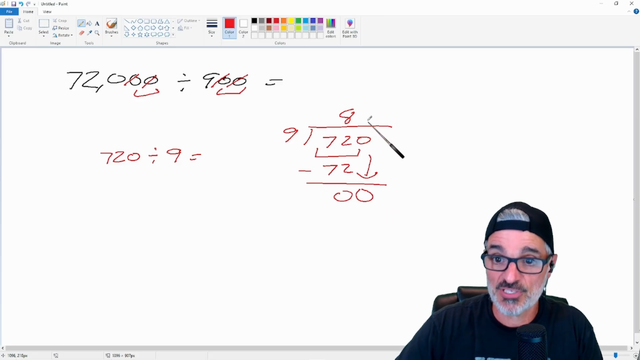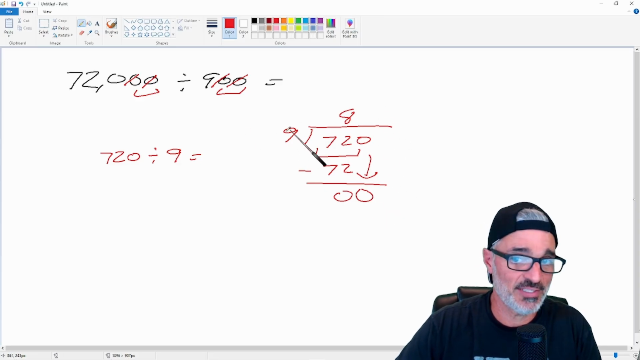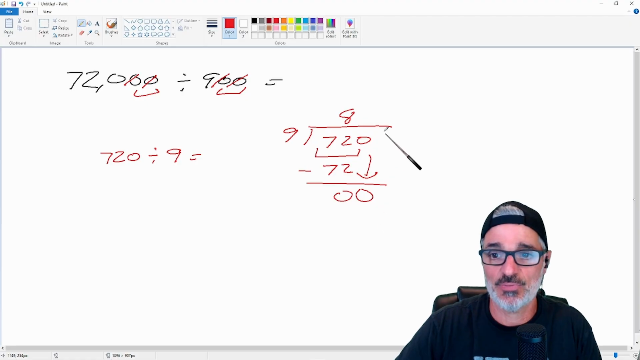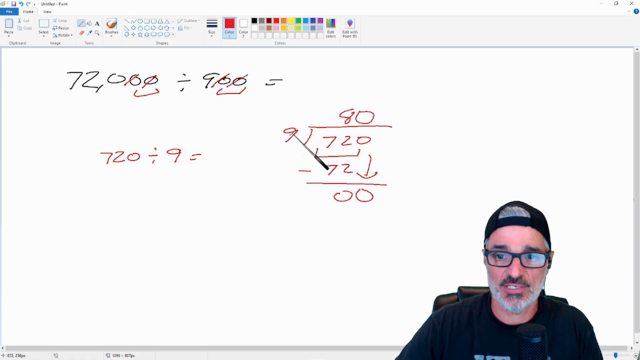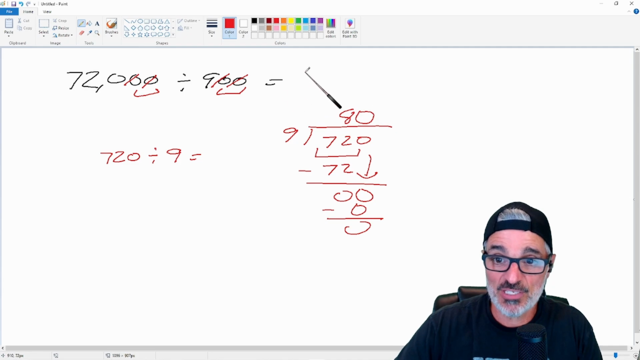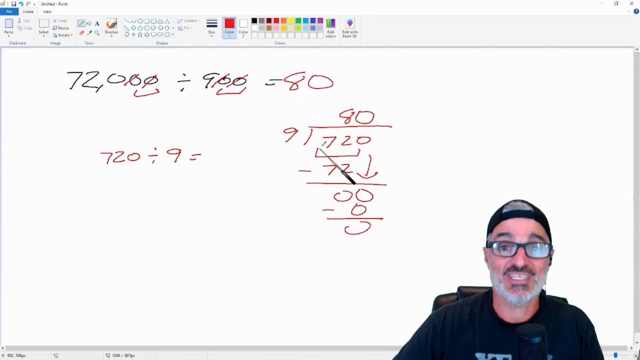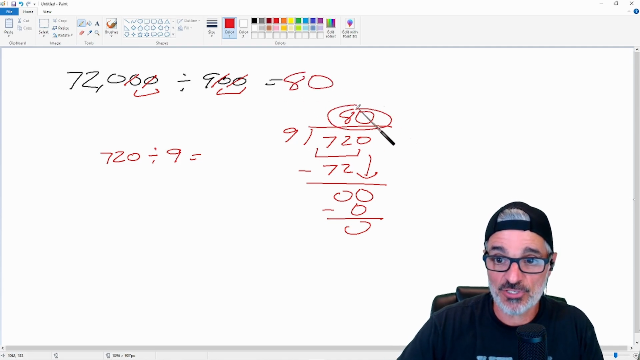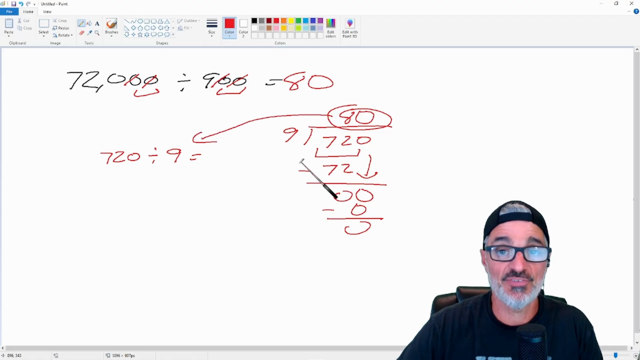Every time you drop a 0, you have to ask yourself again, what number do I multiply by 9 to get 0? That would be 0, and 0 times 9 is 0, and now I'm done. So the answer to this big question was 80, and I found it by solving this smaller division.